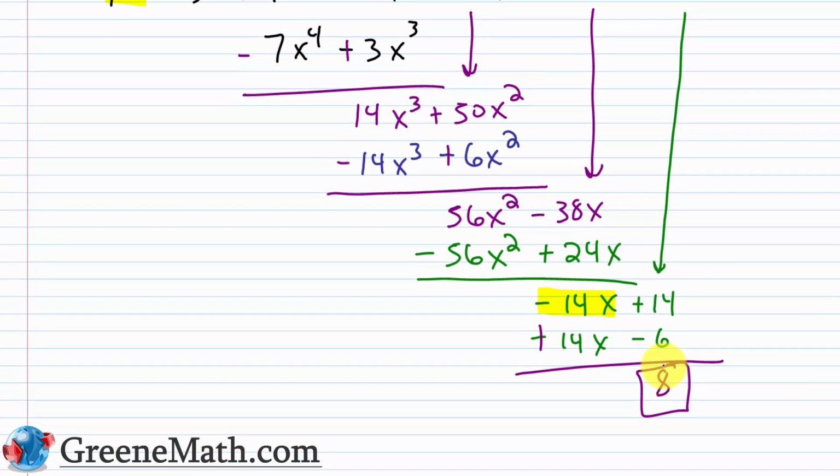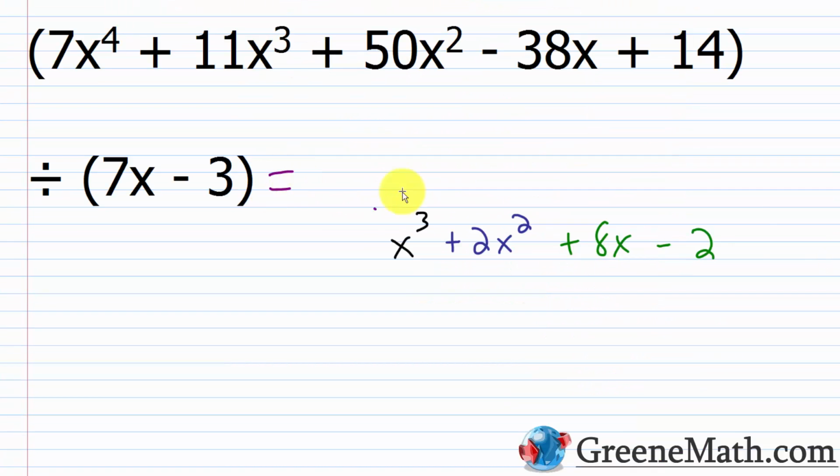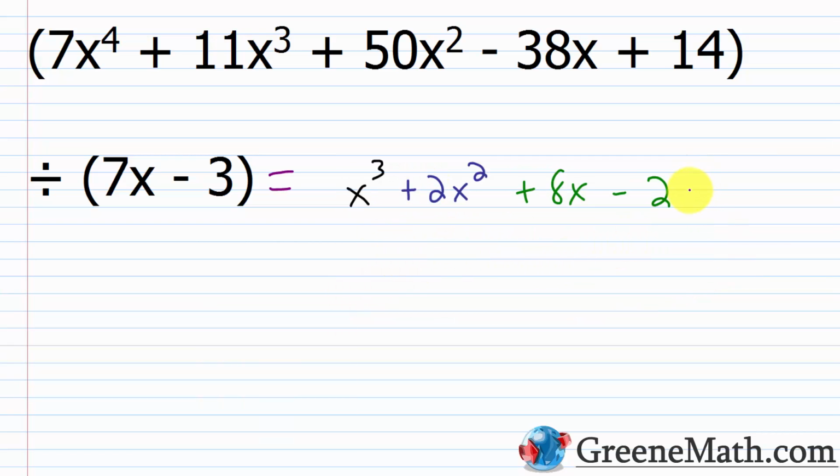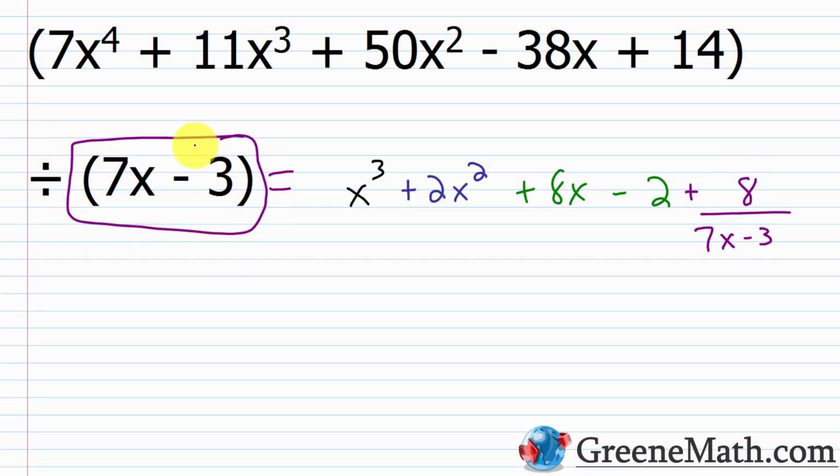Let me erase everything. So when you have a remainder, you're going to write it like this. You're going to say plus, the remainder was 8. So 8 over 7x minus 3. So take your remainder and put it over your divisor. Okay, so just like that.